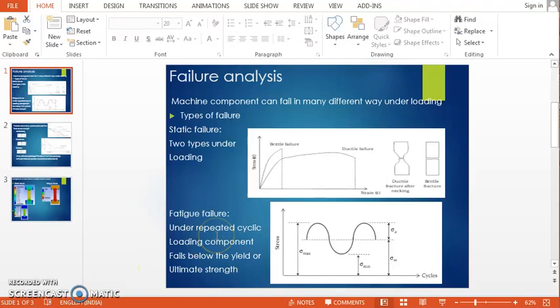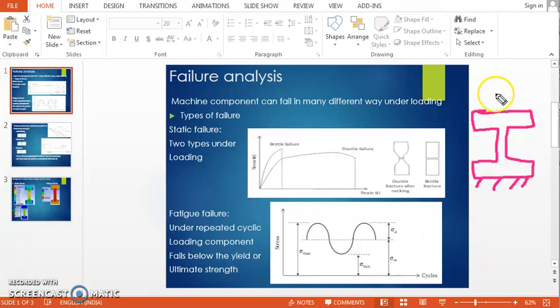Okay, so today we will discuss the failure analysis. Generally, what happens when we have a component? Suppose I take this component. Here we are going to see the IB. We will fix this bottom position and apply the pressure here.